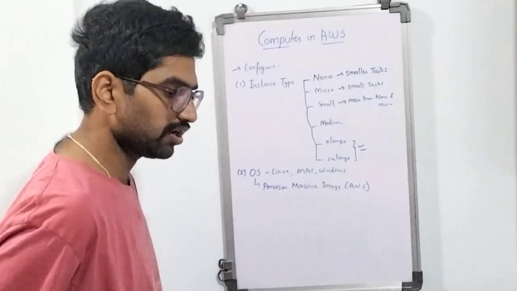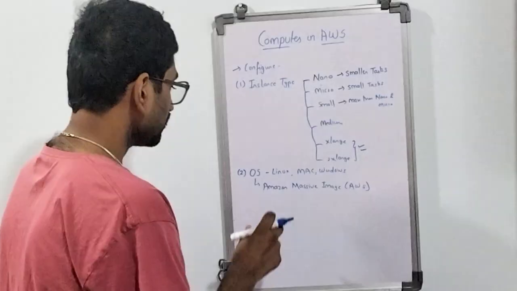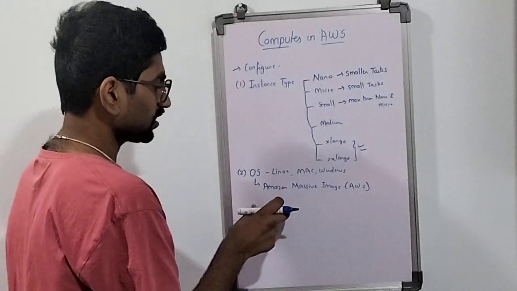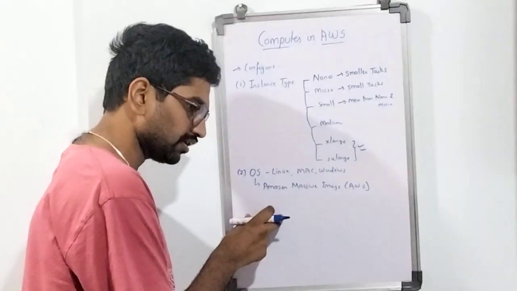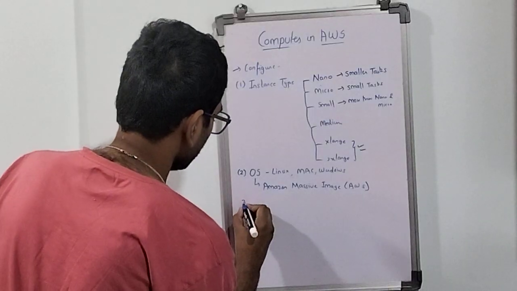In AWS it is called Amazon Machine Image. So first is the instance type that you can choose. Second is the operating system type that you can choose. Third is your CPU you can choose.